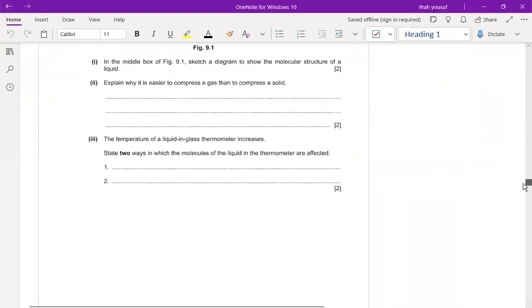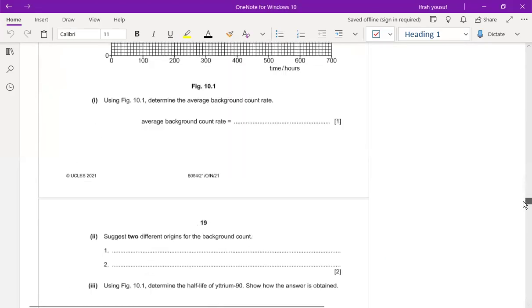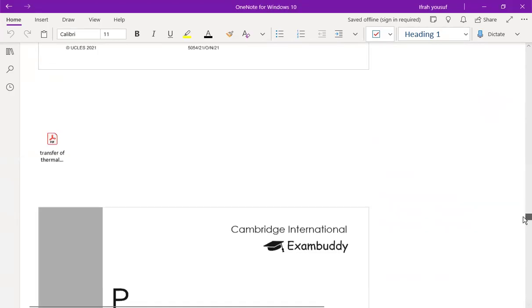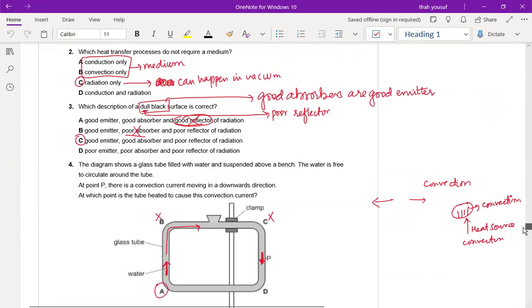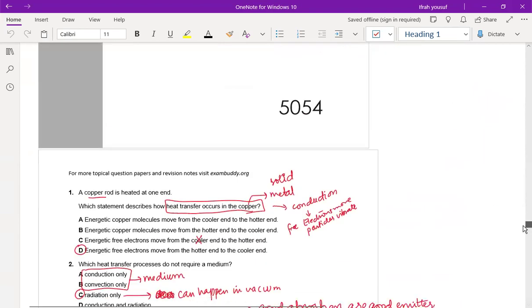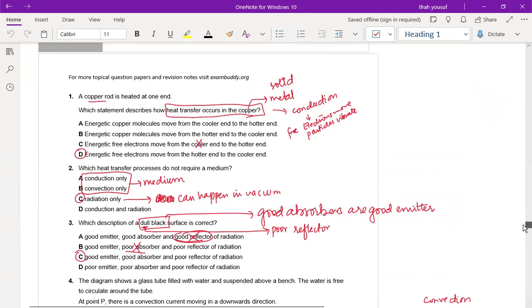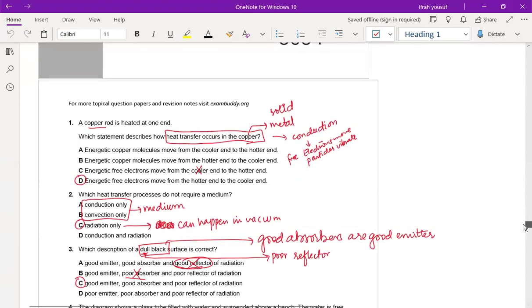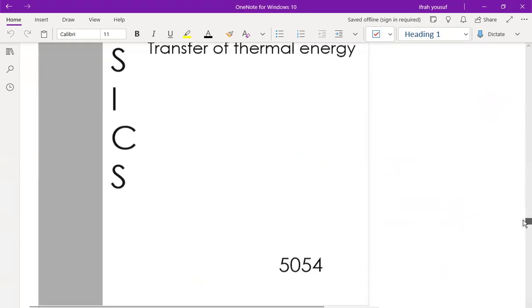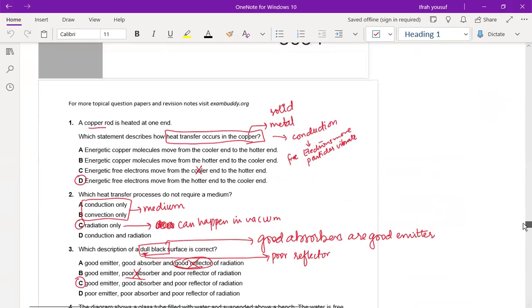Okay, ठीक है, तो हम उसको ग्राफ के रिस्पेक्ट से देखेंगे. अच्छा, we did these MCQs as well, right? You remember? A copper rod is heated at one end. ठीक है. So can you tell me, has it been uploaded on YouTube? ये अपलोड कर दिया था ना मैंने?